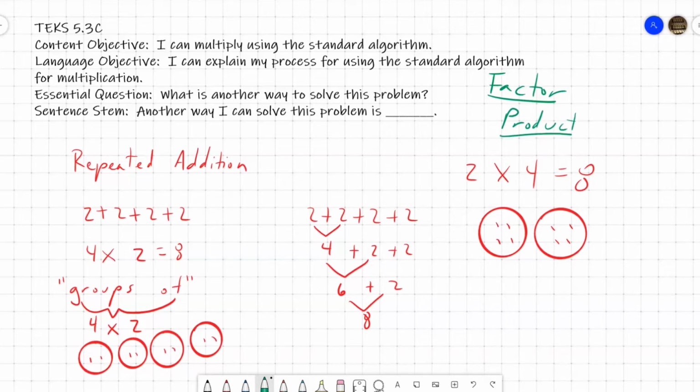Factors are the numbers that we multiply together. So my factors are 2 and 4, and my product is 8. So product is the answer to a multiplication problem. Factors are the numbers we multiply together. Also, we're going to talk in just a little bit about a partial product. And a partial product is just like it sounds. It's part of an answer, or part of the product, when I multiply some factors together.